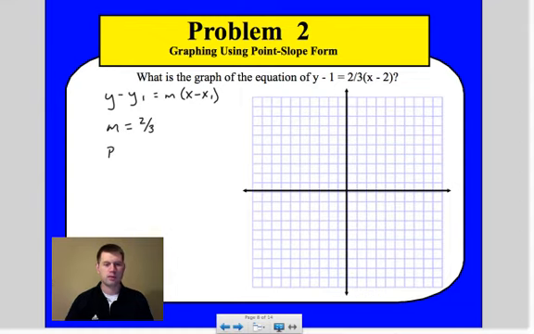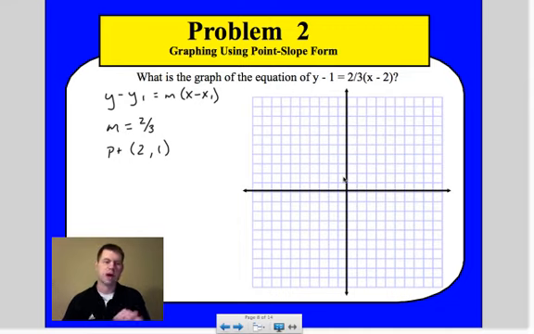Now our point is going to be the x1, which is inside, so it has to be x minus, so it's a positive 2, and then it has to be y minus 1, so it's 1. Now if that would have been plus 1, it would be a -1. So you have to have the y, you have to have the minus, and then whatever this is going to be is our y1. So our point is (2, 1).